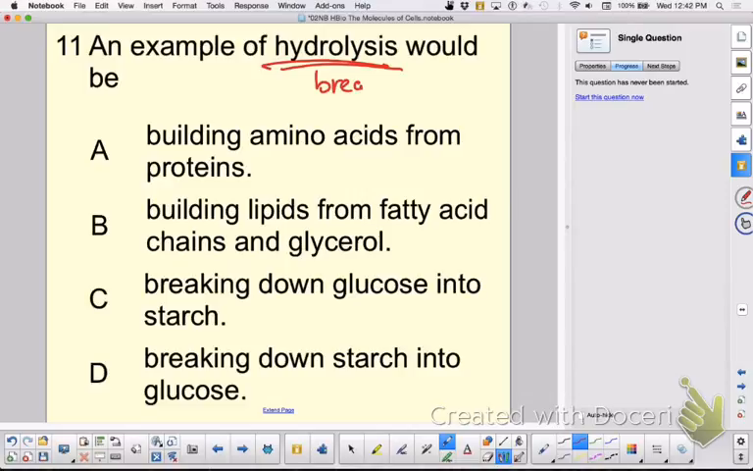Hydrolysis is breaking, okay? So if we're going to do hydrolysis, it's got to be breaking words. When you're doing hydrolysis, it can only be the breaking. You're not going to do A because that's a building word, right? So I'm crossing this out. These are the 2 breaking ones. Does glucose break down into starch? No. Does starch break down into glucose? Yes. So your answer is D there.